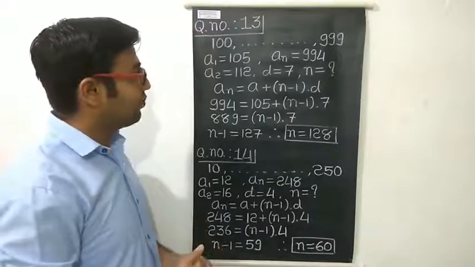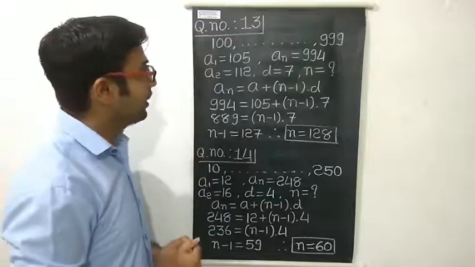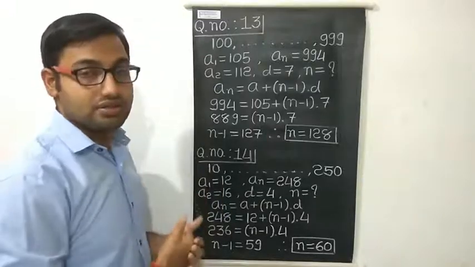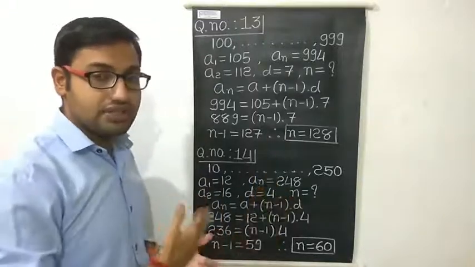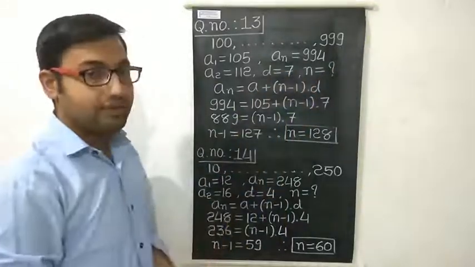So we have to find out the number of terms. Okay, so let's suppose there are n numbers, n numbers which are divisible by 7. So we have to find out the value of n.